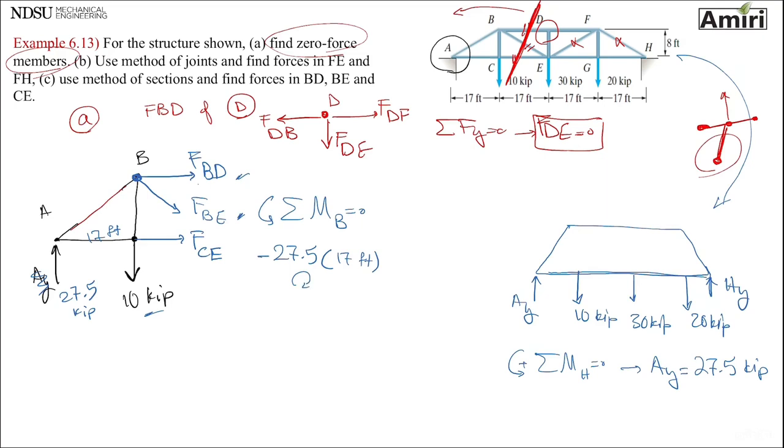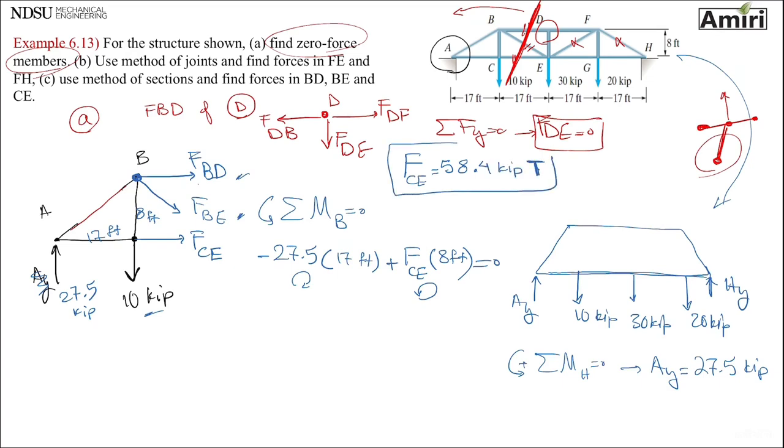The other force that I have is FCE at a distance of 8 feet, and this one is trying to rotate with my sign, so that's a positive equals zero. FCE is going to be 58.4 kip. I got a positive value, so it is tension.